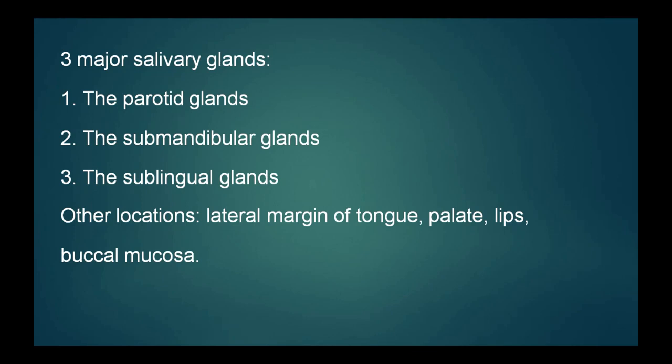First, we will go through the anatomy of the salivary glands. There are three major salivary glands: the parotid gland, the submandibular gland, and the sublingual gland. There are also the minor salivary glands, which are present in the lateral margin of the tongue, palate, lips, and the buccal mucosa.